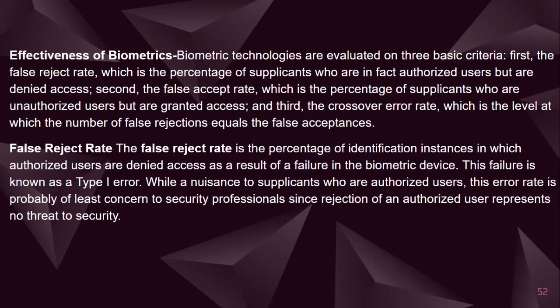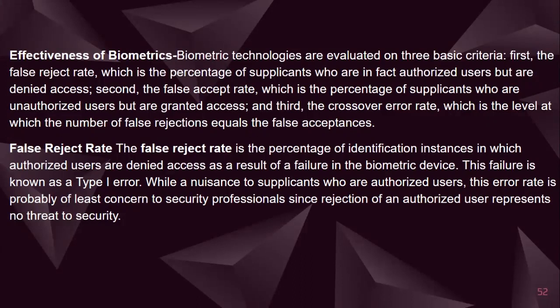Effectiveness of biometrics. Biometric technologies are evaluated on three basic criteria. First, the false reject rate, which is the percentage of supplicants who are in fact authorized users but are denied access. Second, the false accept rate, which is the percentage of supplicants who are unauthorized users but are granted access. And third, the crossover error rate, which is the level at which the number of false rejections equals the false acceptances.